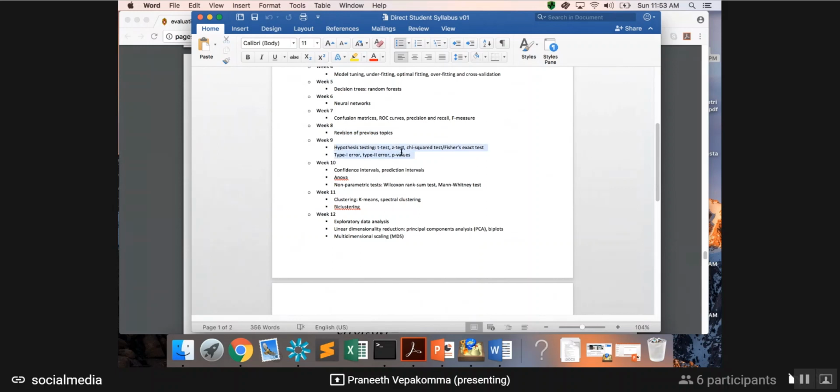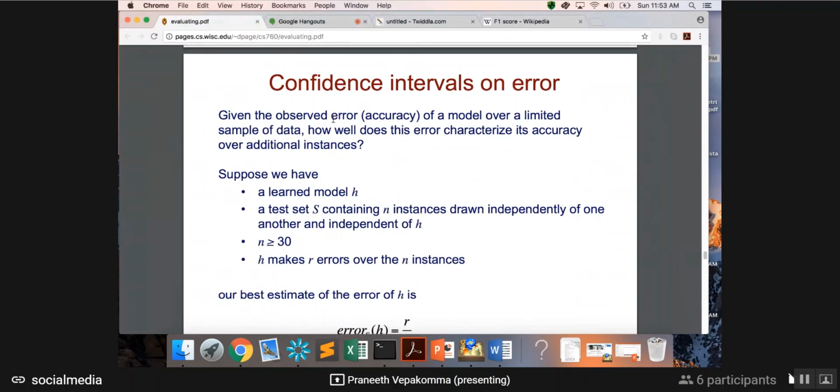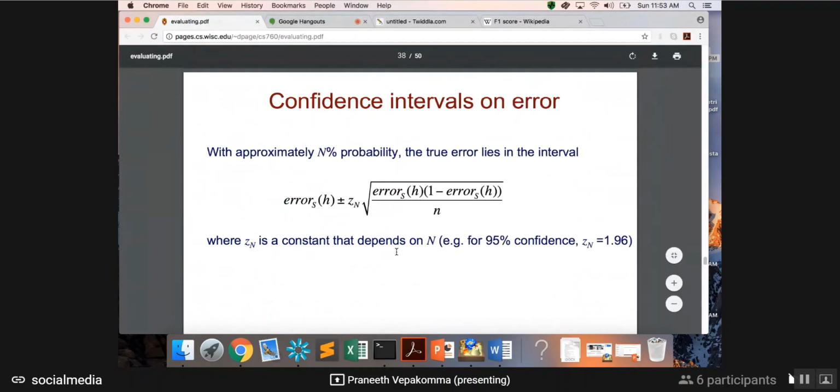So the next topic is a little different. It's coming from a statistical standpoint. This is not machine learning per se, but it's good to know. People use it a lot in different settings. There are concepts of hypothesis testing and confidence intervals. If you see in these slides, we are moving towards that part of the topic.